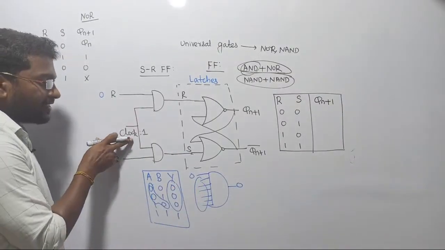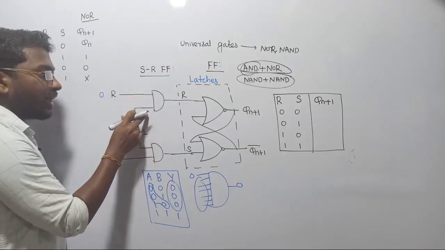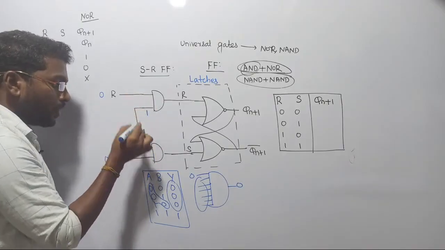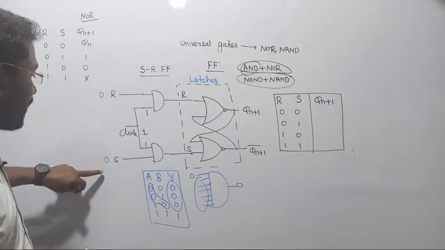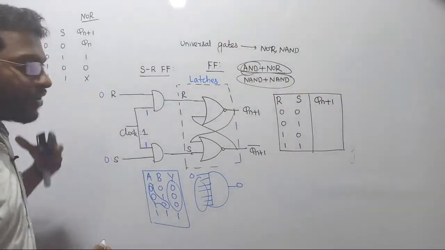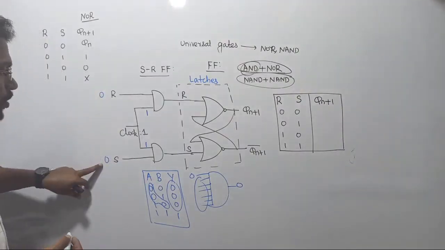Let us come back. This is the clock, so there are two input lines for your AND gate. One line is fixed, whereas the other lines are going to be inputs, and they are in our control. Let's see, whenever we are passing 00, now what will happen?